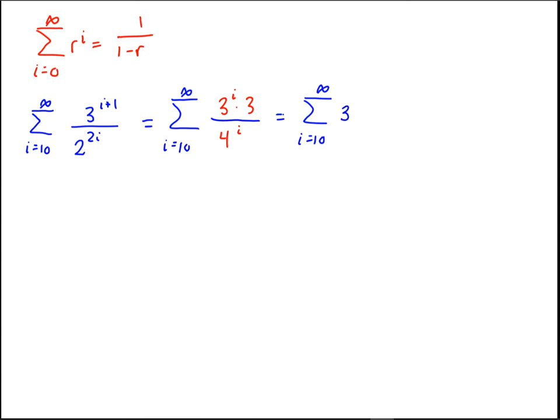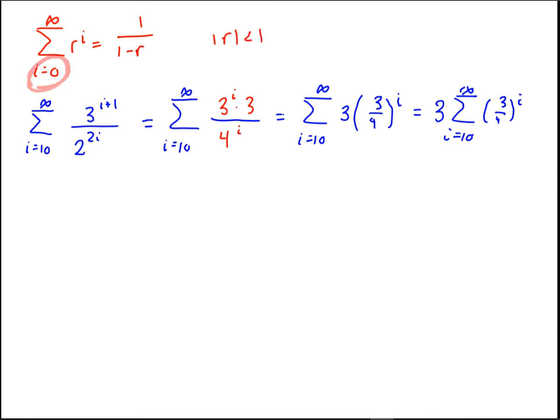So this is 3 times 3/4 to the power i. Since 3 doesn't have any i's in it, I can factor that out. Now the only problem I have left is the index. I've got r to the power i, r is 3/4. The absolute value of r is less than 1, so it will converge to some number.